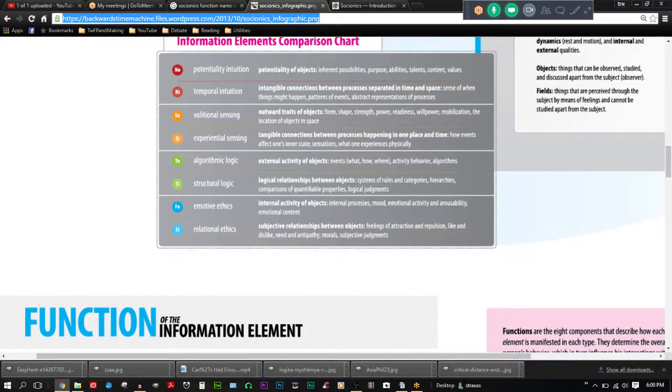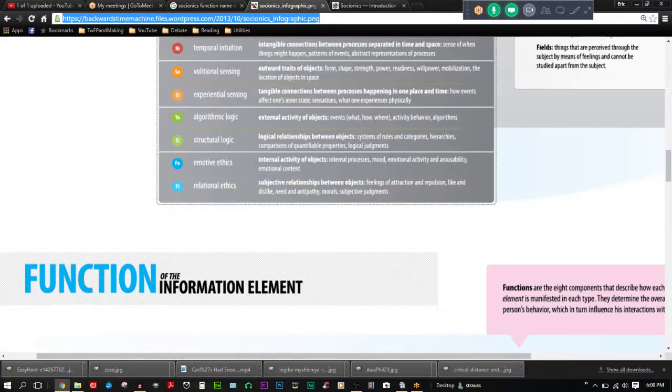So for NE, they say potentiality intuition is a good name for it. NI, temporal intuition. Intangible connections between processes separated in time and space. Sense of when things might happen, pattern of events, abstract representations of processes. SE is volitional sensing, and SI is experiential sensing, which is a nice way of just differentiating between those as well. Outward traits of objects, form, shape, strength, power, readiness, willpower, mobilization, the location of objects in space is SE, whereas tangible connections between processes happening in one place and time, how events affect one's inner state, sensations, what one experiences physically.